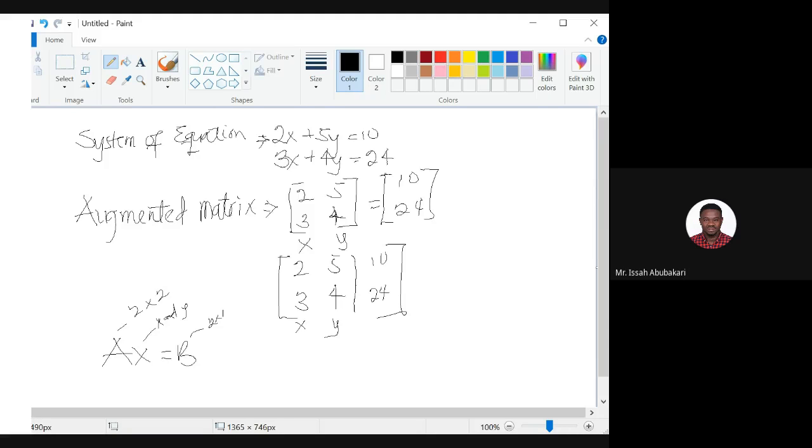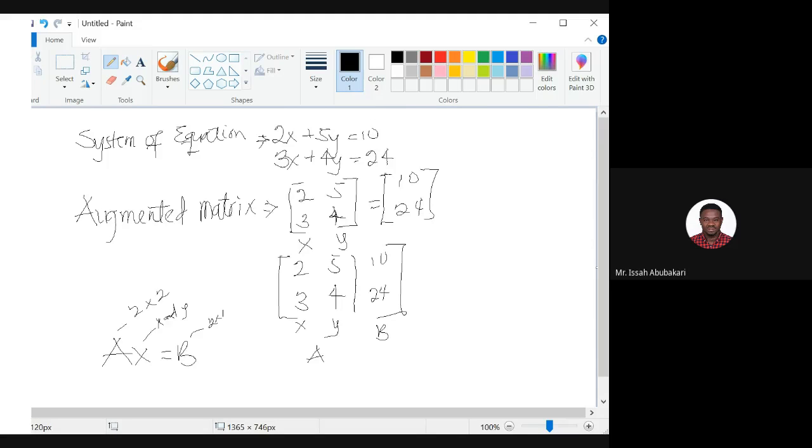So the whole of this will be what? B. But this one is what? A. But in A, these are x values, and these are what? y values from the equation. Please, is that okay? Is that okay? We can also call this, which is the B, the constants. They are the constants because they don't have variables from the equation. These do not have variables.